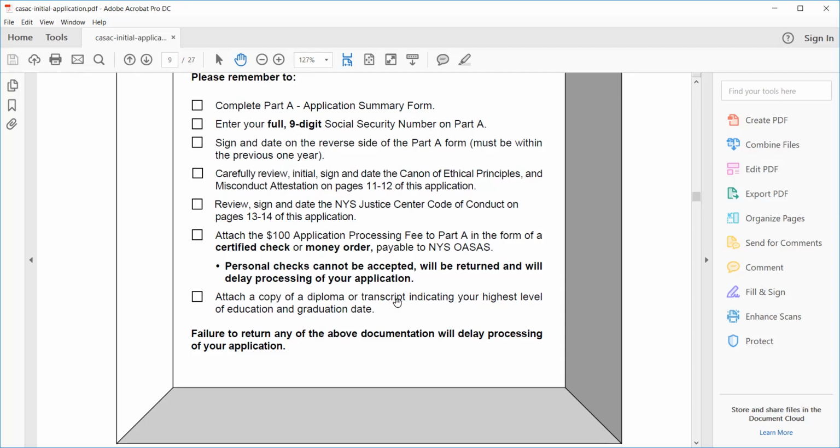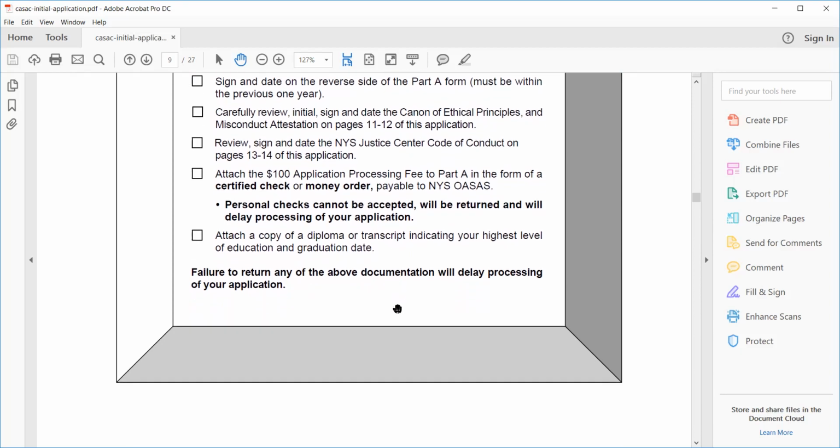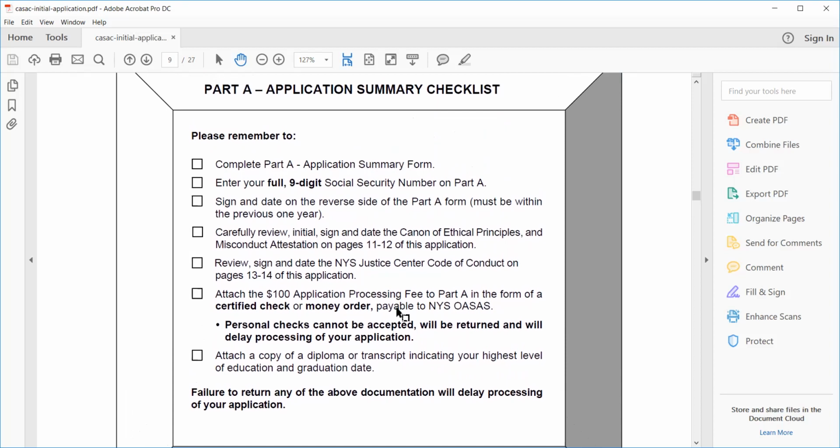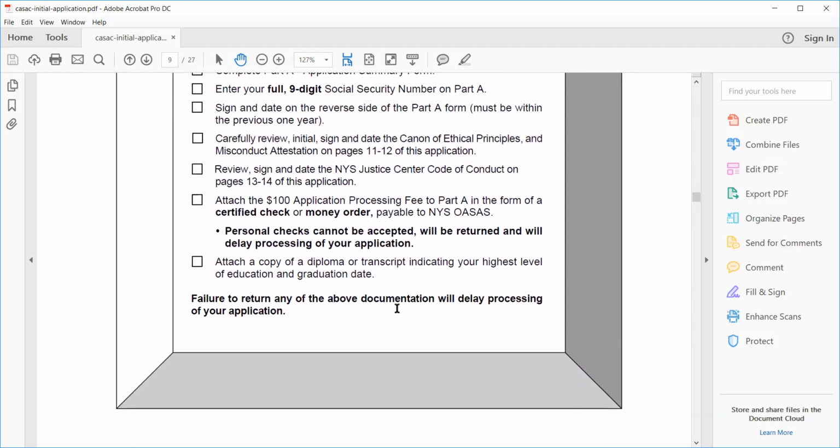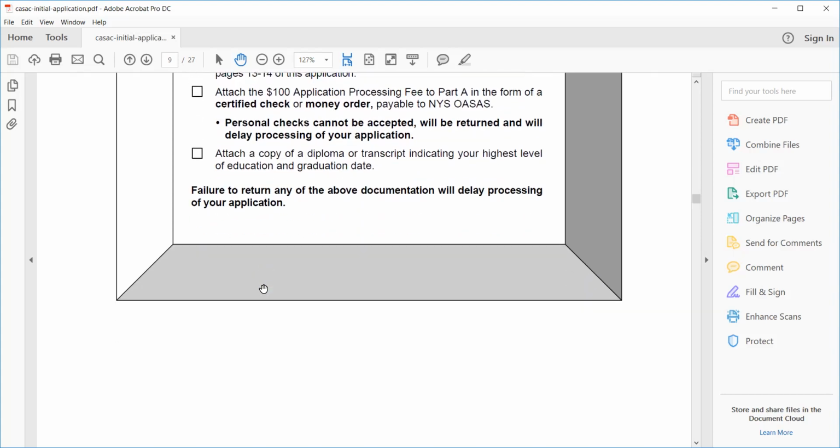It does not need to be an official transcript, so you don't have to pay for this. You can just print it out and send it in. If you get your diploma before or about the same time that you get your 350-hour certificate, then send them both in. And make sure these are copies. See how it says copy? Do not send your originals of your certificate or your diploma. You want to hold on to those.